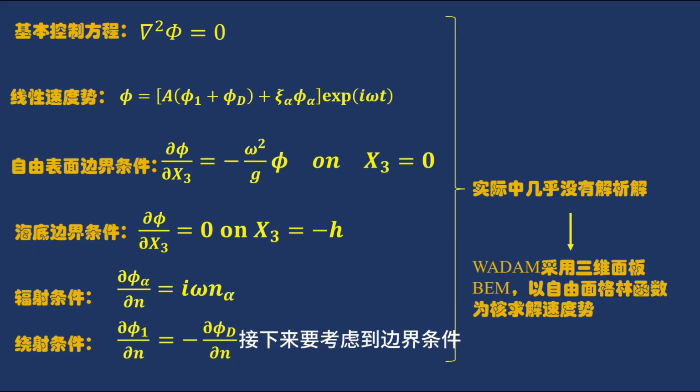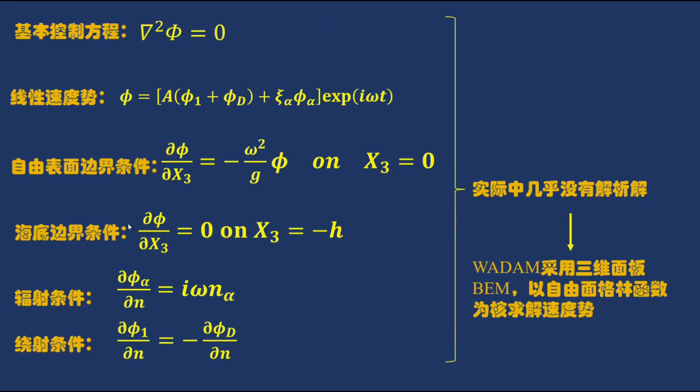Next, we need to consider the boundary conditions. At the water surface, this relationship can be derived from the Bernoulli equation, where x3 represents the vertical direction. At the seabed, the velocity at the bottom is zero, which is when x3 equals negative h. Next are the boundary conditions generated by the radiation condition. Finally, there are the boundary conditions generated by the diffraction condition. For fixed structures, the directions of the incident wave and the diffracted wave are opposite, so there is an extra negative sign here.